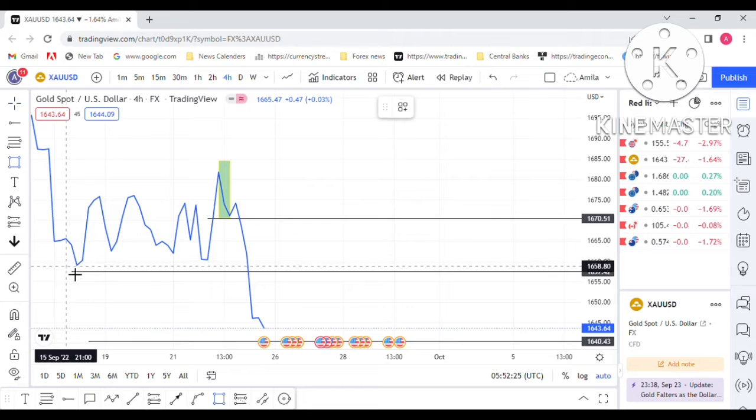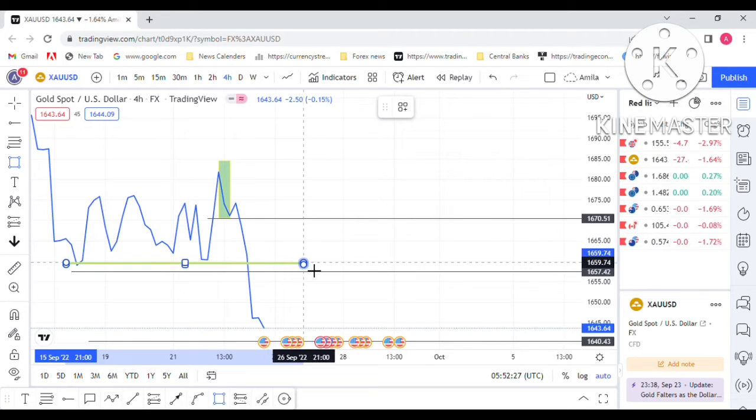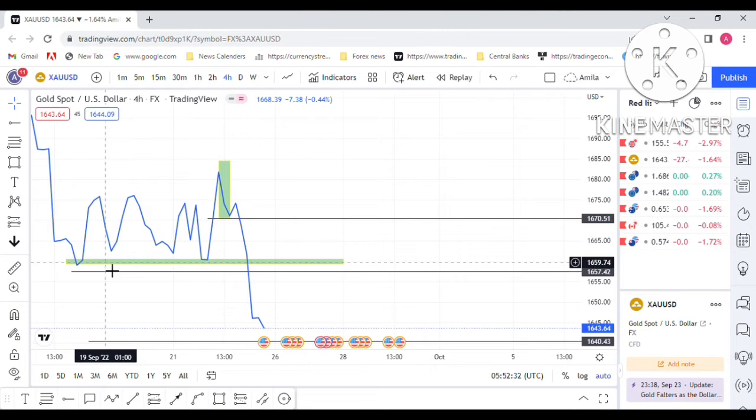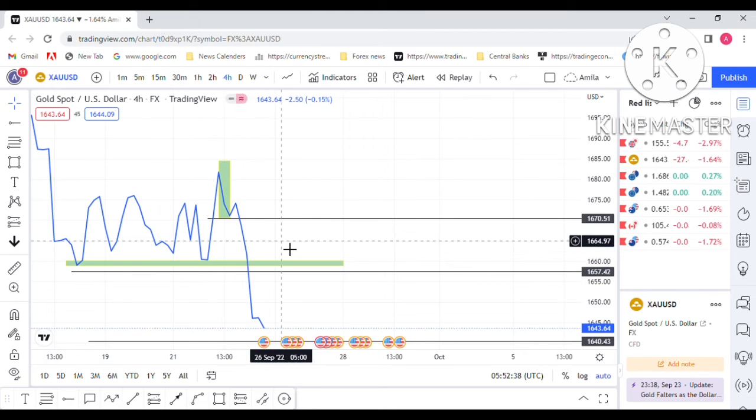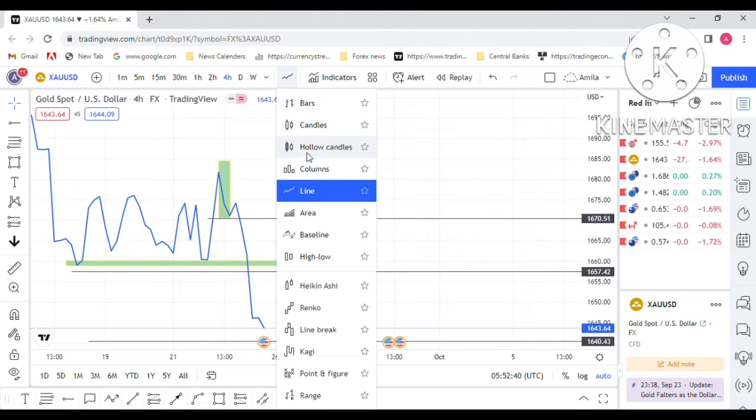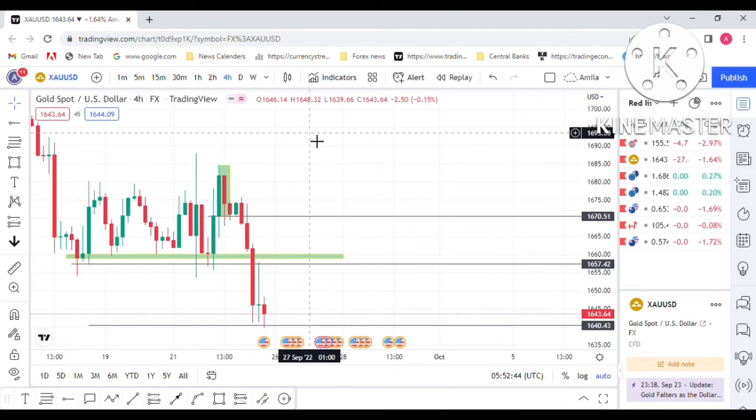This week I have moved to the line chart now. You can see on the left, there's a huge support area. I am drawing this support area on the left side. Okay, price will be moving to this support area this week.